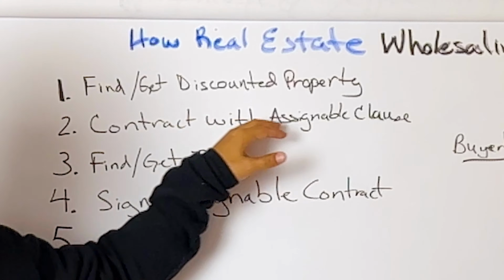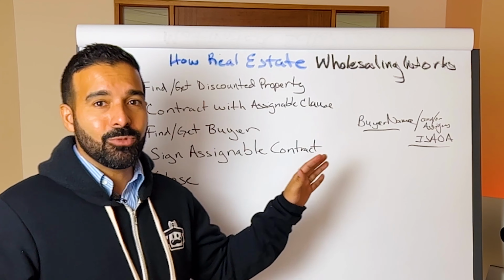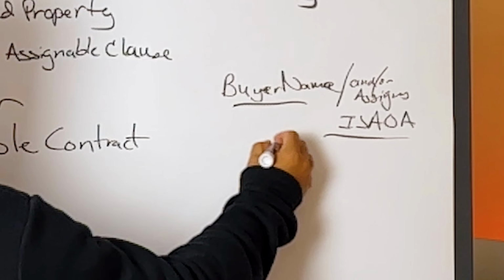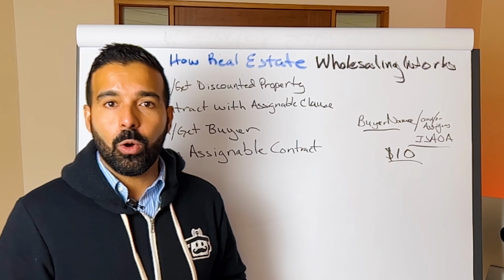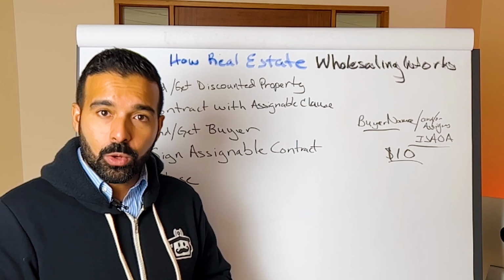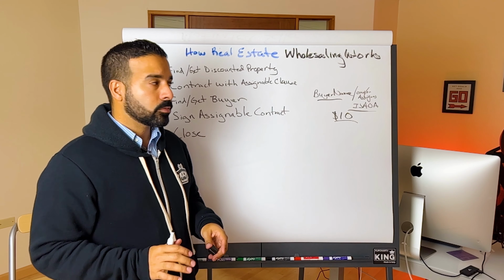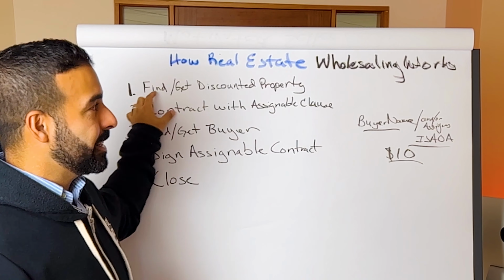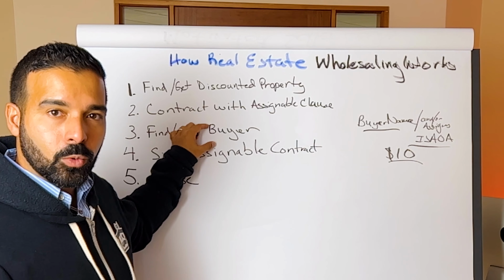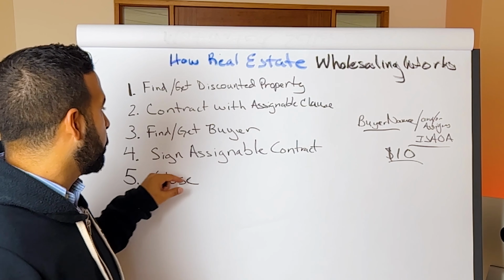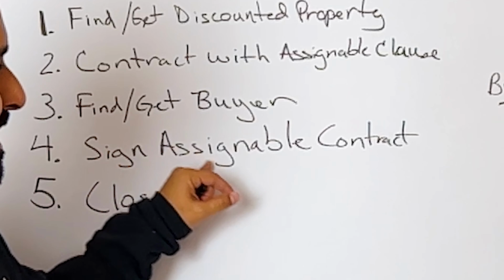So with that said, you want to find a discounted property and get that property under contract. Keep in mind, you can do this with only $10 of earnest money. It's not like you have to have all the resources to actually close on the property. The idea is that you get the property under contract, then articulate for the buyer what profit they can make, and then you sign an assignment of contract.